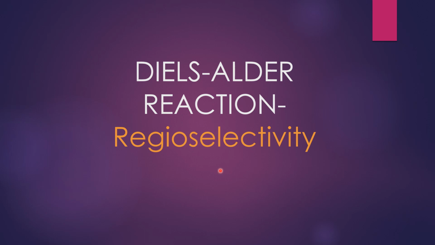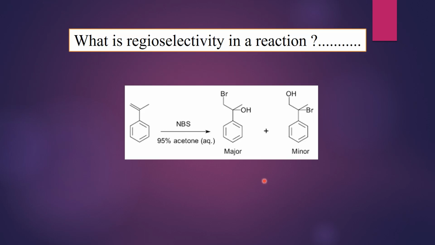Today we will discuss the regioselectivity aspect of the Diels-Alder reaction. Before moving to the explanation of regioselectivity in the Diels-Alder reaction, we first have to know what regioselectivity is in a reaction. For that, here is an example.